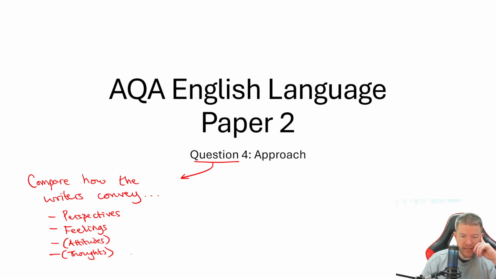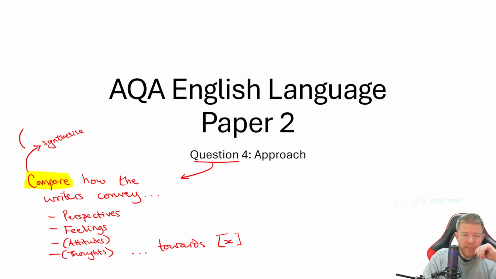So once it's done that, it will then say towards X, and it will be the main thing in the text. Okay, so compare how the writers convey blah blah blah towards blah blah blah. Okay, so the word compare, quite simply, means that you're going to need to synthesize your two texts, so talk about them at the same time, and you are going to need to quote from both.